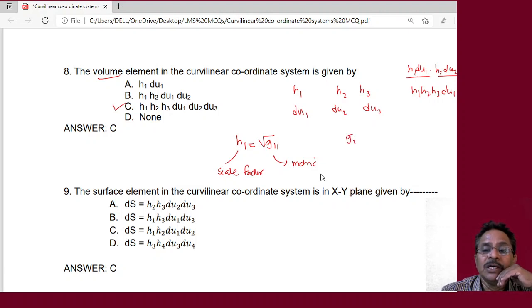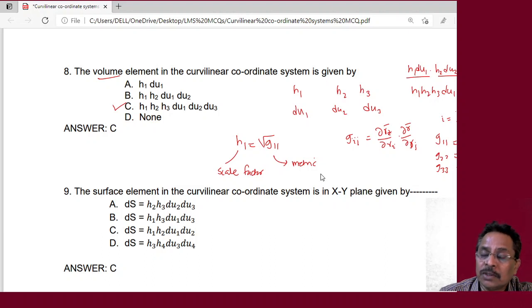From this definition, the metric coefficient g_ij is given by the partial derivative of R bar with respect to u_i, dotted with the partial derivative of R bar with respect to u_j. This is differentiation of a vector with respect to a scalar. We differentiate R bar with respect to u_j as well as with respect to u_i, and when i is equal to j, we get g11 or g22 or g33. These are the products of differentiation of a vector with respect to a scalar.